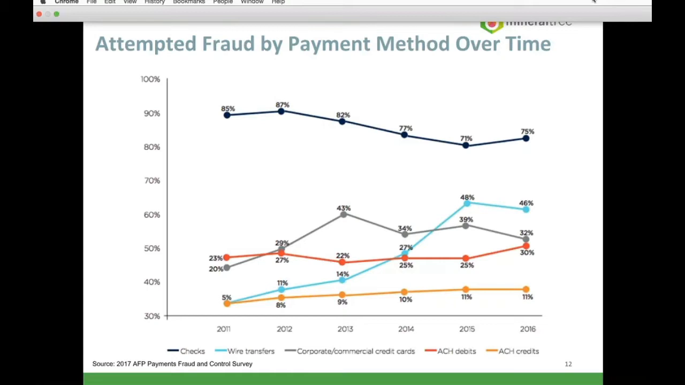And you can see where credit cards, which is that gray line, spiked up around 2013, and then you can start to see the trends coming back down. Credit card fraud exists, but there's ways to mitigate that as well with virtual cards or tokenization of cards, and we'll talk about that.